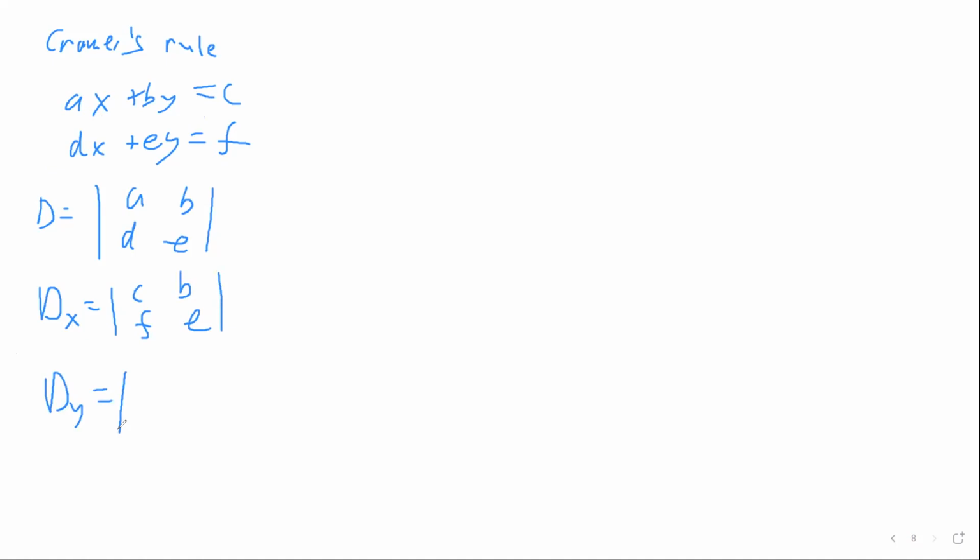Dy is similar. You keep the coefficients of x, A, D, but you remove the coefficients of y and replace them with the constants, C, F. And then y equals dy over d, and x equals dx over d. My math book told me to memorize this years ago, and it has served me well to this very day. You used to learn it in circuits, but we didn't have time to teach it.